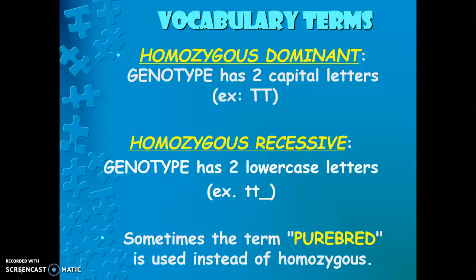Now, let's throw in another vocabulary word, purebred. Purebred means homozygous. They mean the exact same thing. So you can be homozygous dominant, or you can be purebred dominant. It means the same thing. It means you have two capital letters. You can be homozygous recessive, or purebred recessive, which means the exact same thing. You have two lowercase letters.